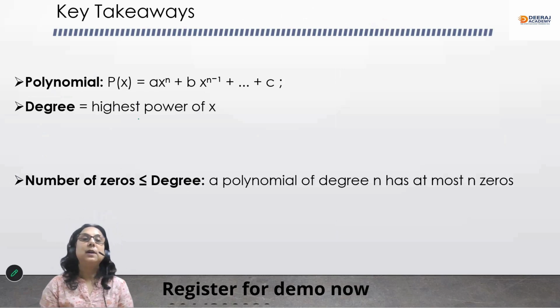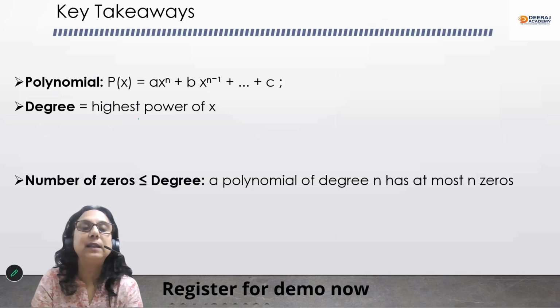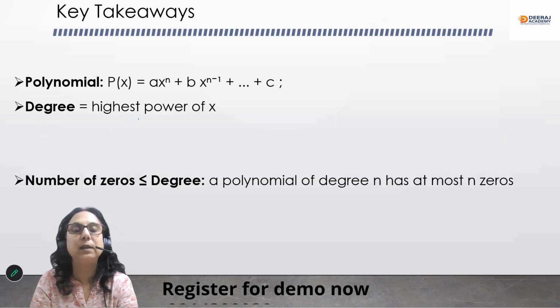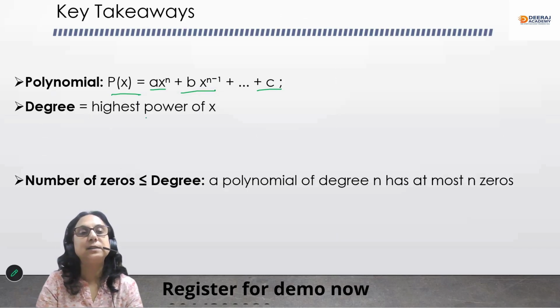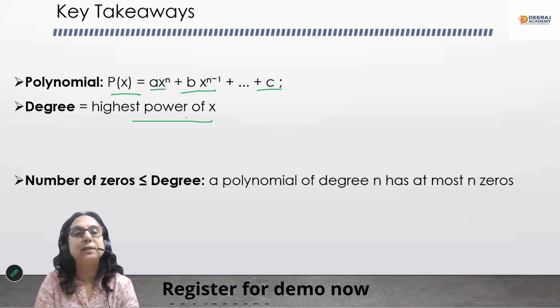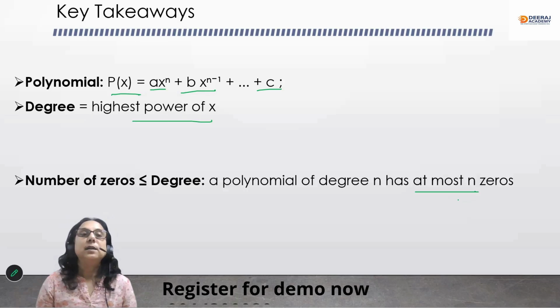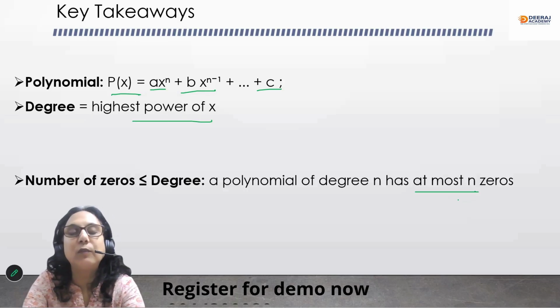So we have seen the different cases of linear polynomial, quadratic polynomial and cubic polynomial. The polynomial has the format ax^n + bx^(n-1) and so on, and at last we have the constant. That means decreasing powers of the variable. And the degree is the highest power of x, which helps us determine the maximum number of zeros a polynomial can have. So this is about the zeros of the polynomial.